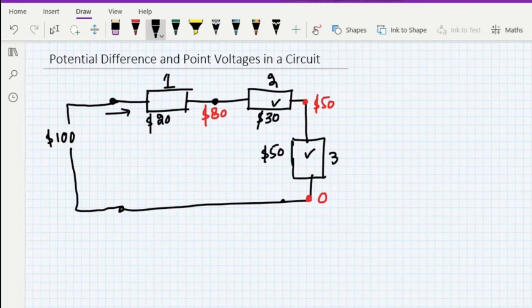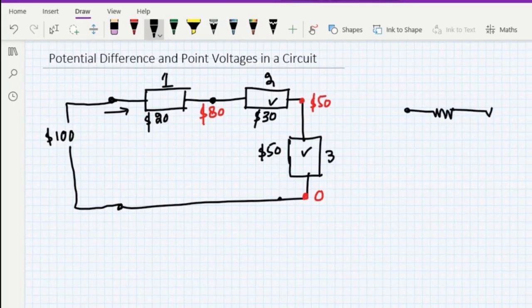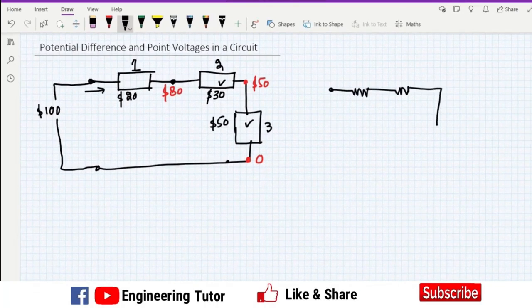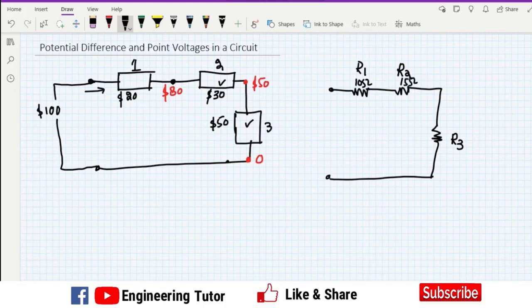Suppose similarly you have a circuit which is composed of three resistors, this one, this one, and this one. Okay, these have some resistances. This is R1, this is R2, and this is R3. The resistances are, let's say, this is 10 ohm, this is 15 ohm, and let's say this is 50 ohm.